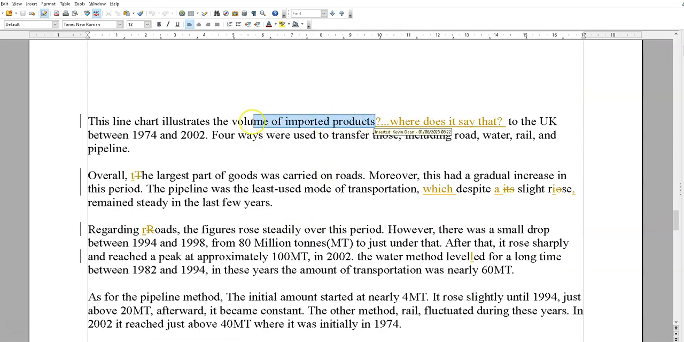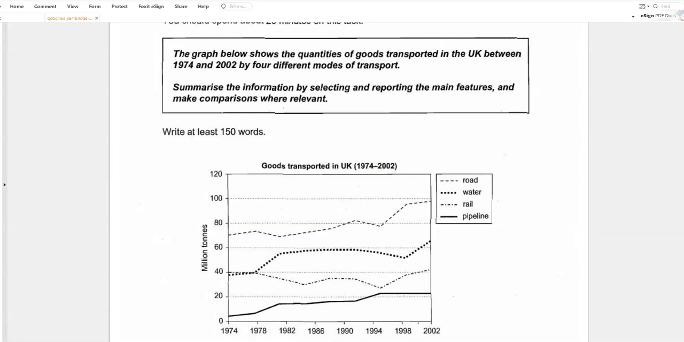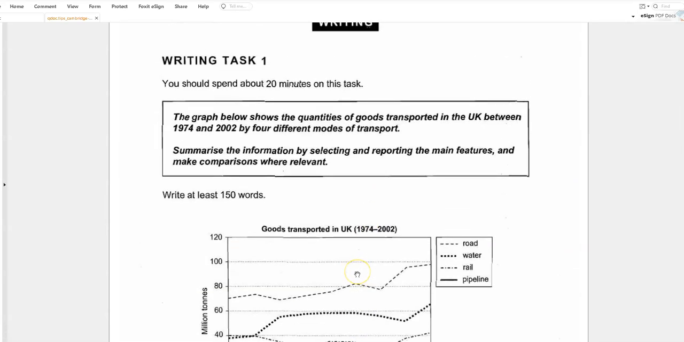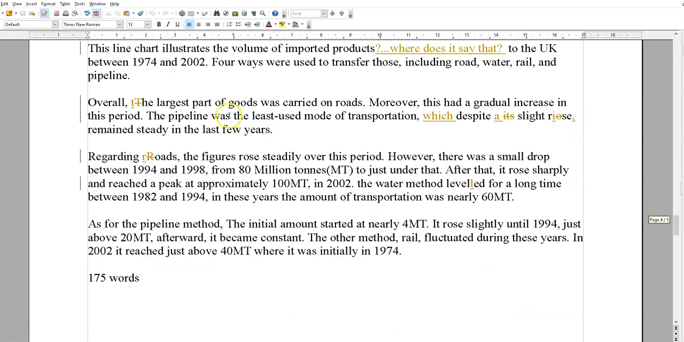Now, where does it say that? It doesn't say. It just says goods transported. Exactly, goods transported. There's nothing here that I can see about where they come from, these particular goods. Okay. Road, increase, pipeline, okay. But you could have said all three, apart from that one, showed increase. Then you've got roads, small drop, both sharply, okay.